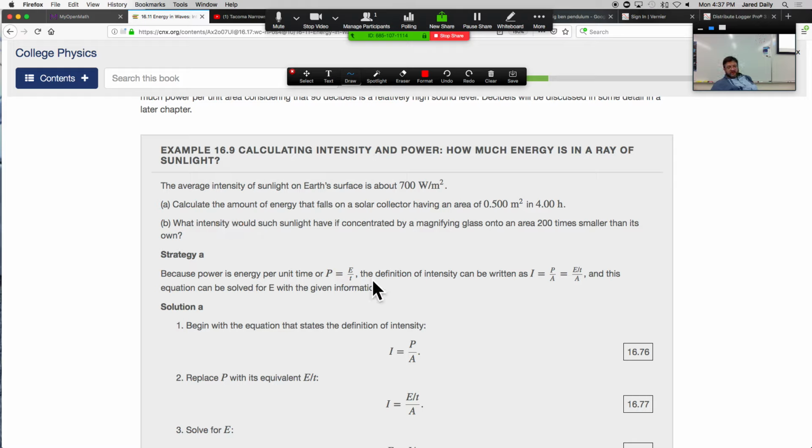So they actually give us a couple of different things here. They give us the 700 watts per meter squared of intensity, so they give us the I, and if you take the power to be equal to energy over time, then that time is going to be 4 hours, right?